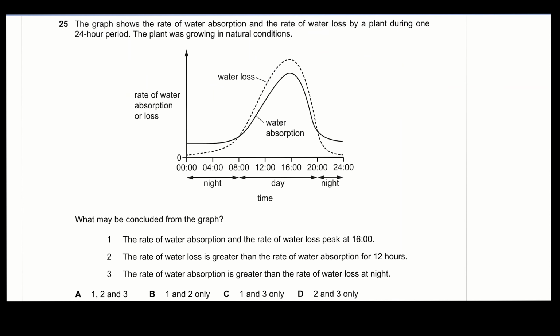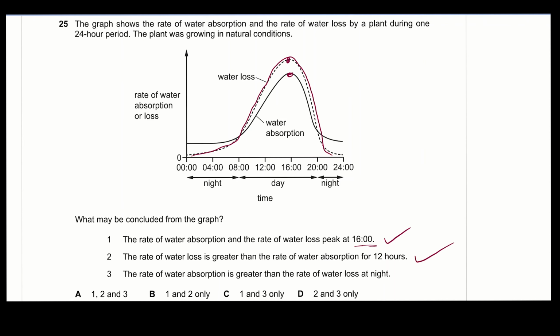5. The graph shows the rate of water absorption and the rate of water loss by a plant during one 24-hour period. The plant was grown in natural conditions. What may be concluded from the graph? 1. The rate of water absorption and the rate of water loss peak at 16. This is correct. 2. The rate of water loss is greater than the rate of water absorption for 12 hours. This is correct because overall, you can see that water loss peaks the most. So this is correct.